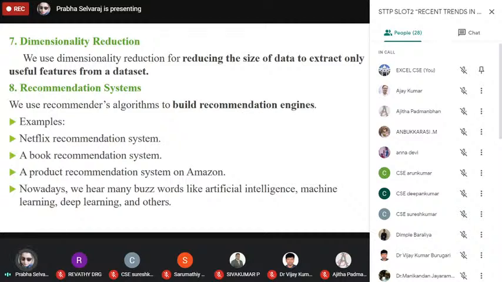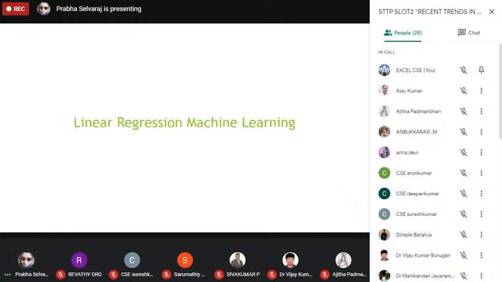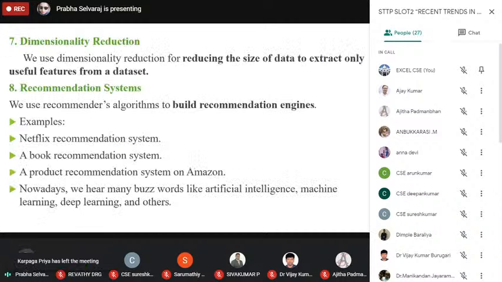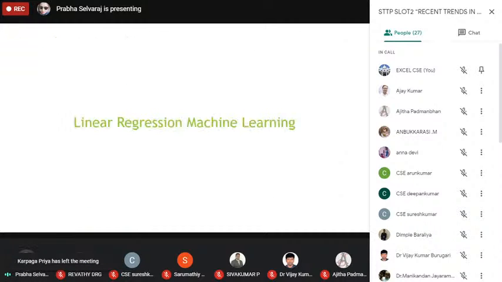So in that case, I'll go with dimensionality reduction. And the last one is recommendation system. It is used to build the recommendation engine. So what if you want to suggest a product, a book, anything? In that case, we'll go with the recommendation system. So these are a few machine learning algorithms that are used.